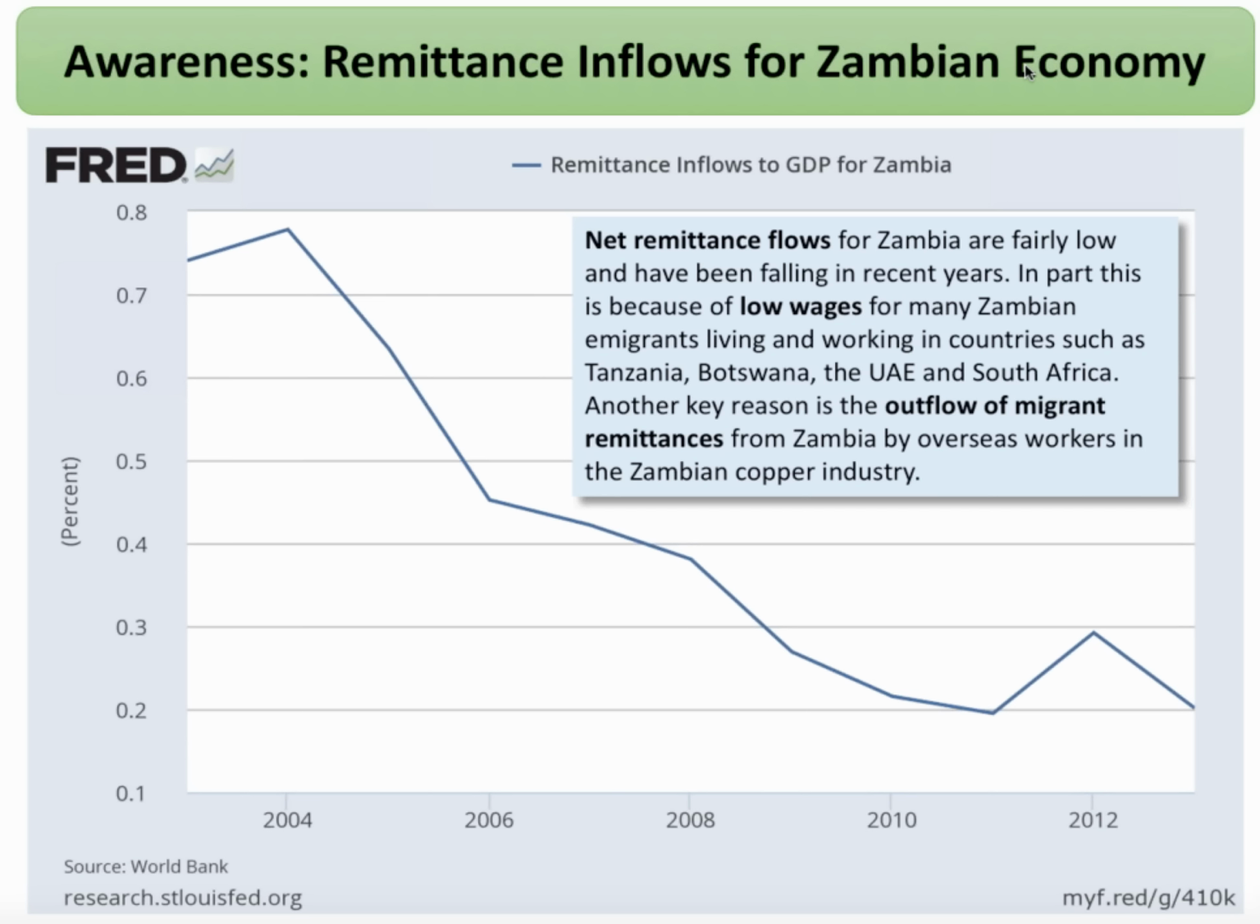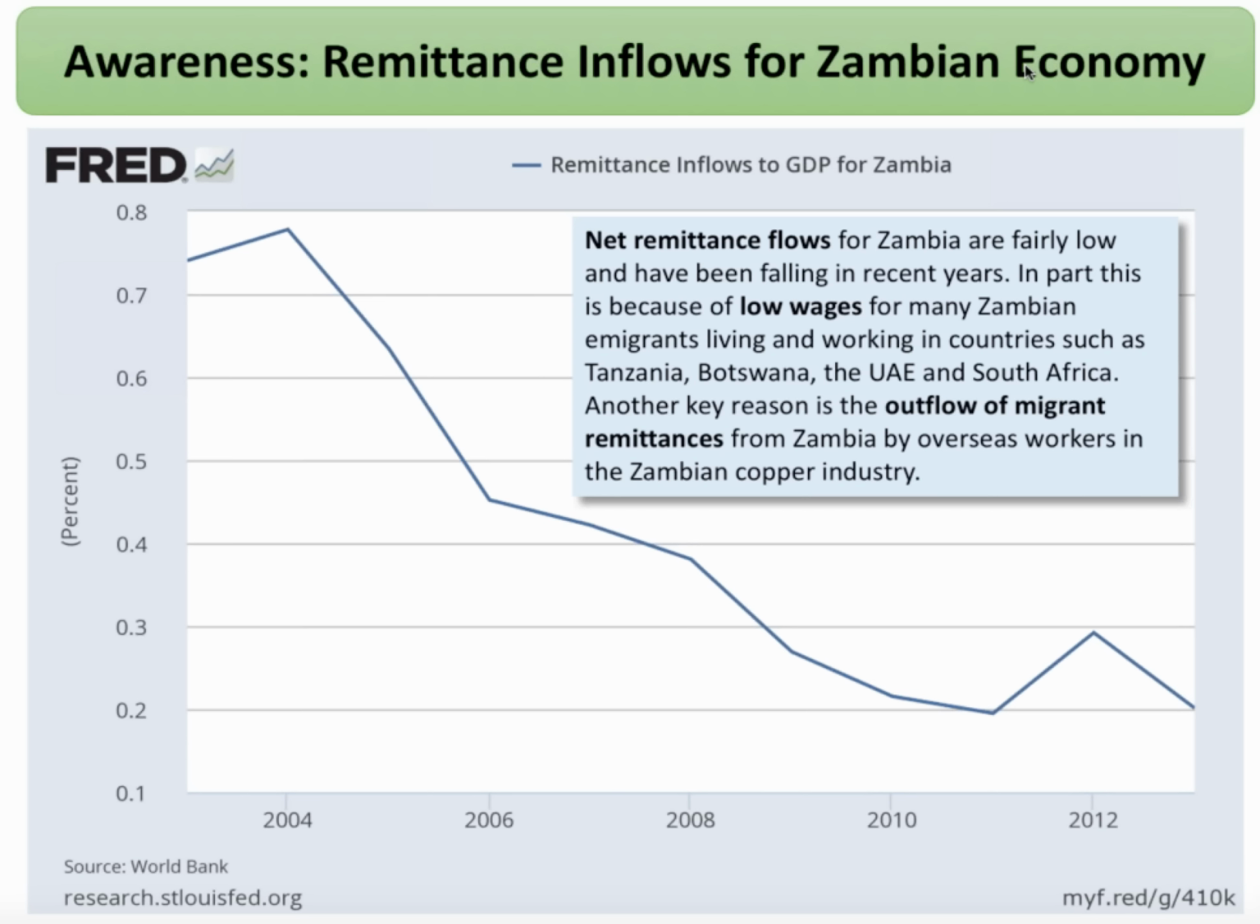A couple of reasons. One is that many Zambians do live and work overseas. They live and work in Dubai and Botswana and the UK, and particularly South Africa. But many of them are earning very low wages in those countries, particularly the UAE and Qatar, and therefore there's not much net money flowing back from those countries.